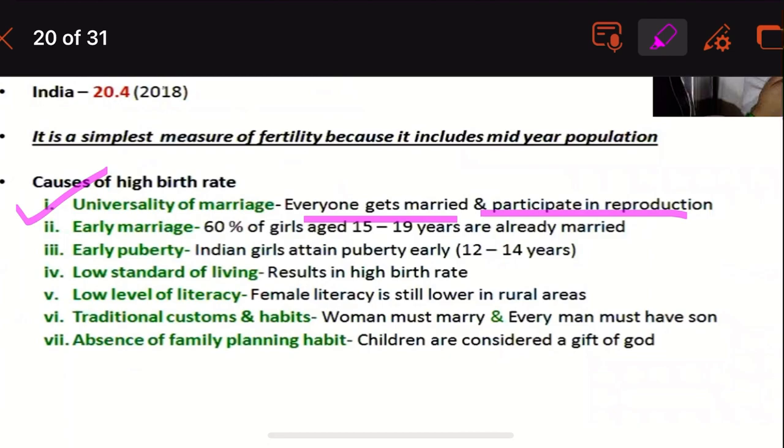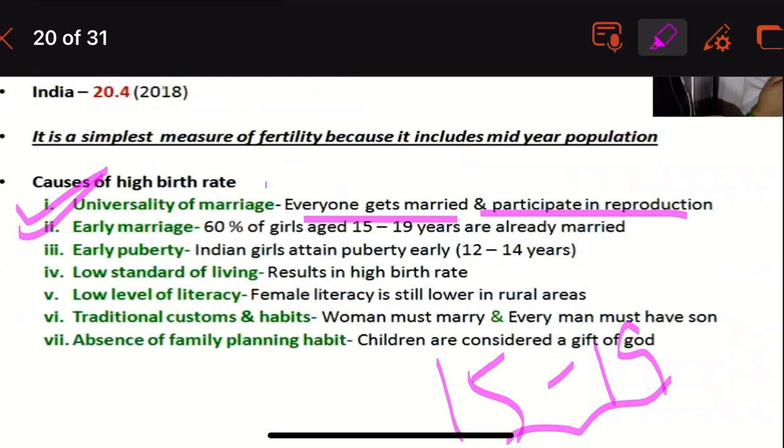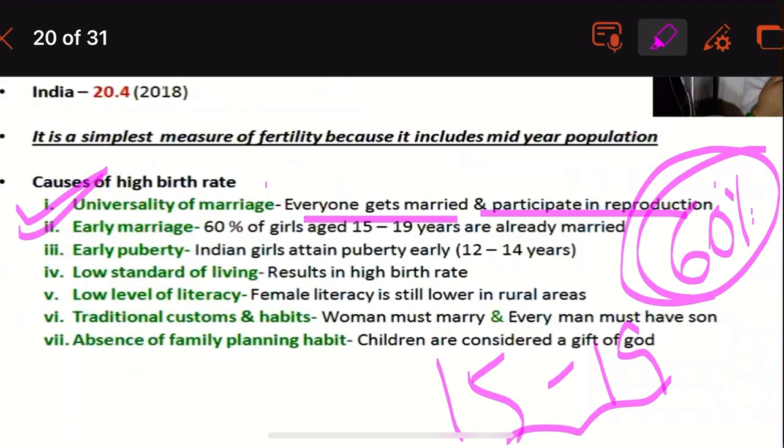If there is a delay in having a baby, more than the couple, the relatives and other people will be concerned. So participation in reproduction is highly encouraged. Moving on, early marriages. Around the age of 15 to 19 years, when you look at India, 60% of the girls are already married.